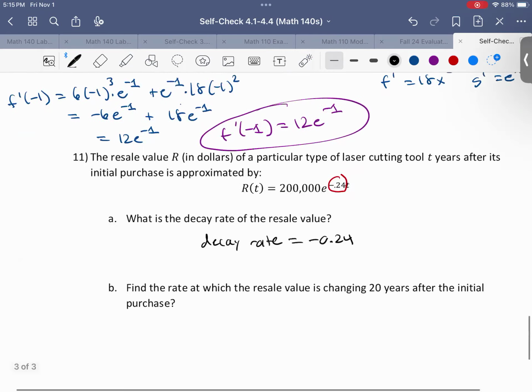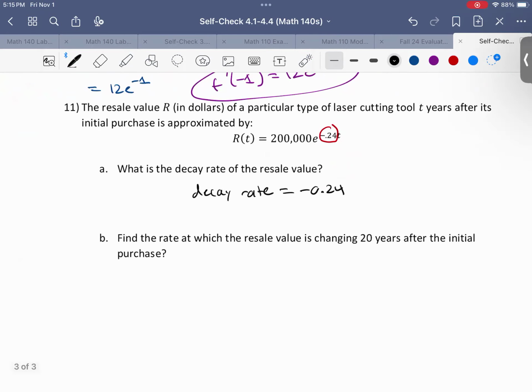Okay, so part B, find the rate at which the resale value is changing 20 years after the initial purchase. So the key word here is rate. That means I need to take a derivative. So I need to take a derivative and I want to find the derivative at 20 years. So this 20 years is T equals 20. So I'm going to find a derivative and plug in 20. So let's go ahead and check that out.